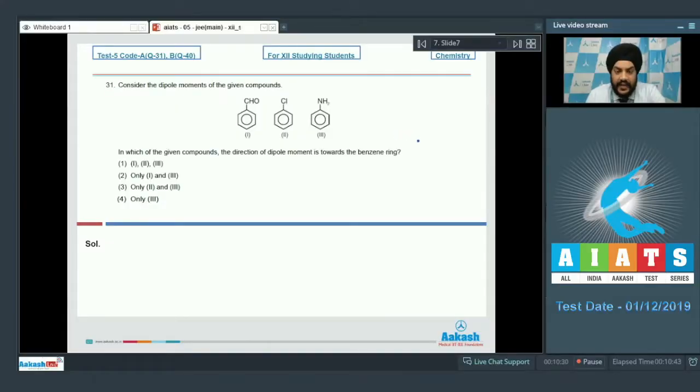Question number 31. Consider the dipole moments of the given compound. So we have been given three different compounds. First is benzaldehyde, second is chlorobenzene, and third is aniline. In which of the given compounds is the direction of the dipole moment towards the benzene ring?